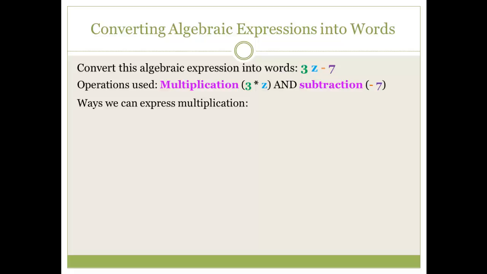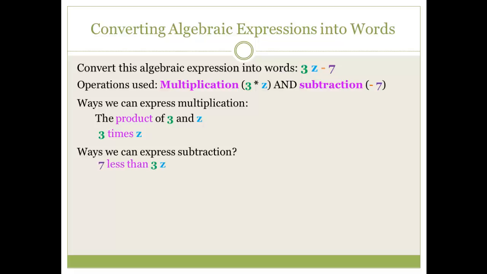There are a couple of ways to express multiplication. For 3z, you can say it's the product of 3 and z, or you can say 3 times z. How do you express subtracting 7? Remember that the term less than means subtraction, so you express that as 7 less than 3z.